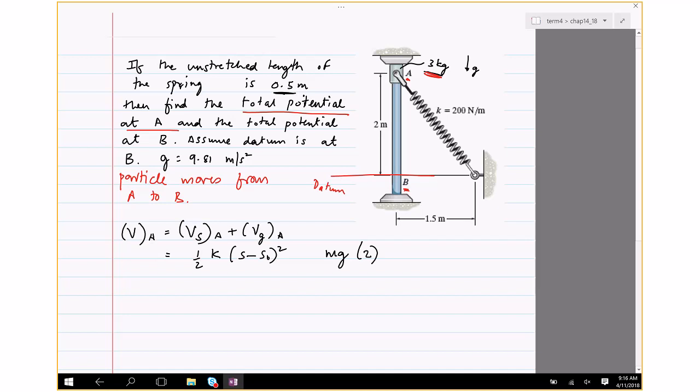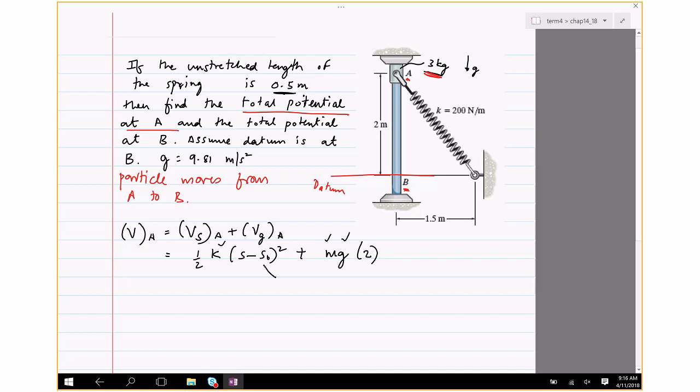And the question is, what's the sign on this? Positive or negative? Positive, right? If you move above the datum it is positive, below the datum it is negative. Okay, so we know what m is, we know what g is, we know what k is. We need to find s and s0.